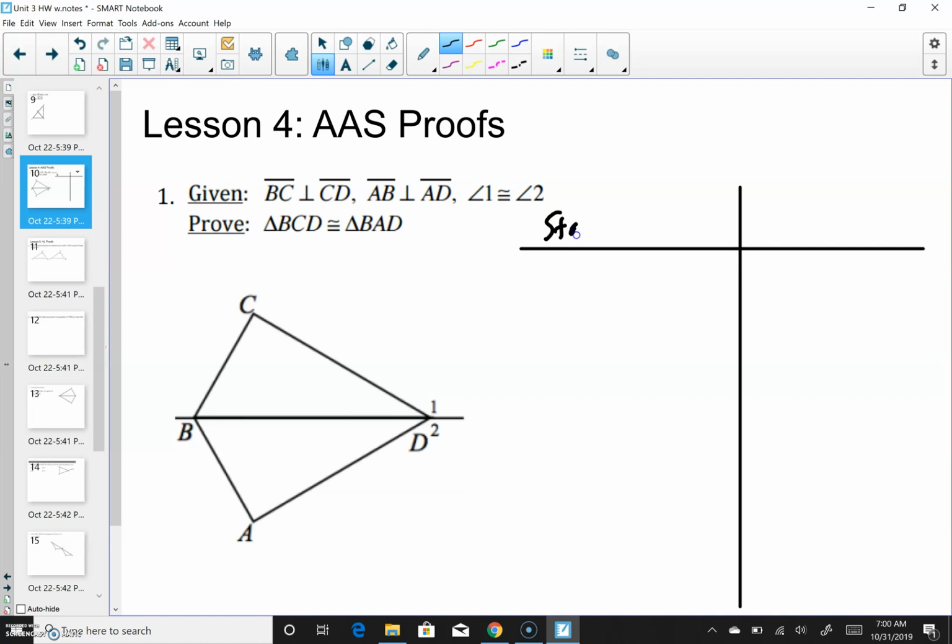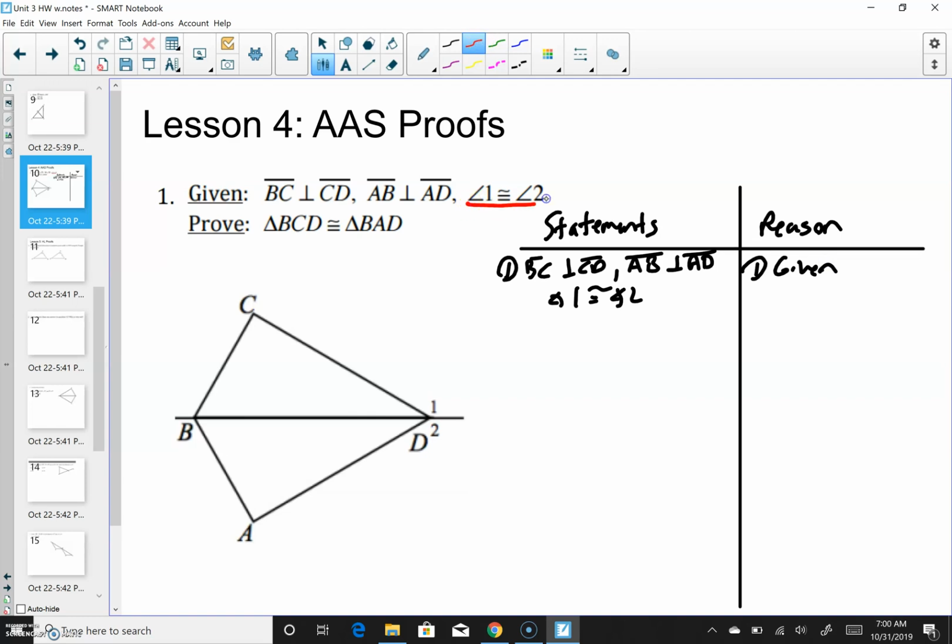So we still start with our statements and our reasons. No matter what, our first step is always going to be our givens. So BC is perpendicular to CD, AB is perpendicular to AD, and then angle 1 is congruent to angle 2. And all that stuff is given to us. I'm going to take real easy. I'll take angle 1 congruent to angle 2. I'm going to mark it.